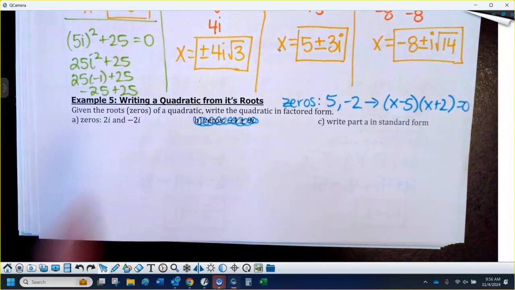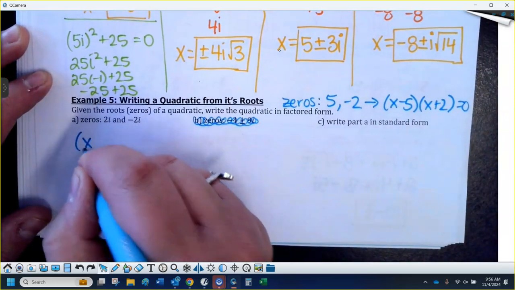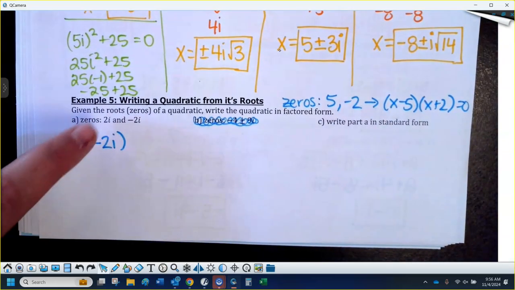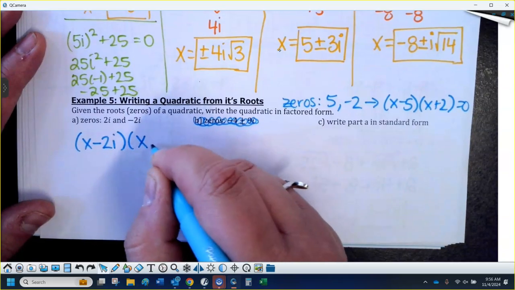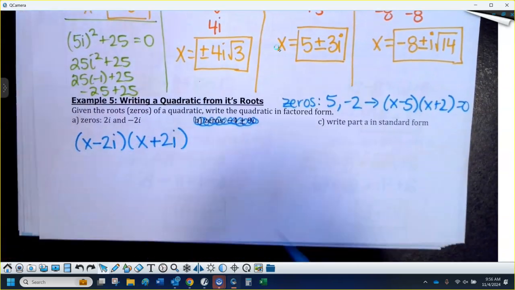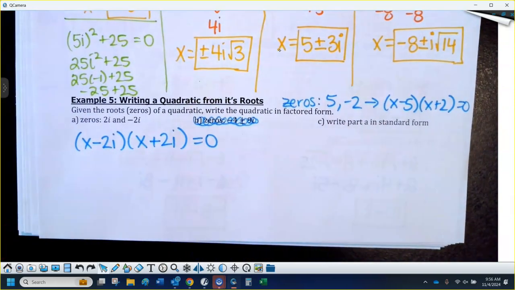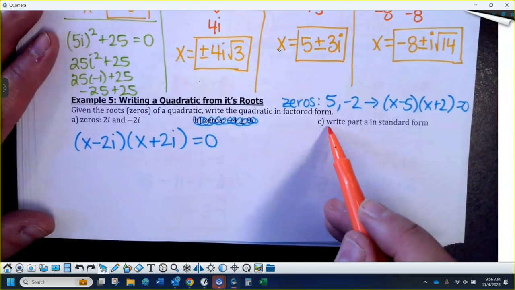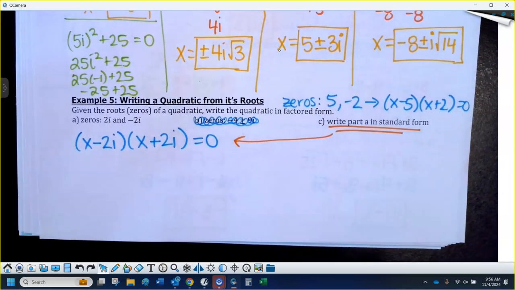So if your zeros are imaginary, it works the same way. If I have 2i, I can write it as x minus 2i, because if I plug 2i in for that, that would set that equal to 0. And negative 2i would look like, in the little factor, x plus 2i. And then technically I should set that equal to 0 if it told me that those were the zeros. Just to relate this so you guys can see, write this in standard form. So I'm just going to do a FOIL.